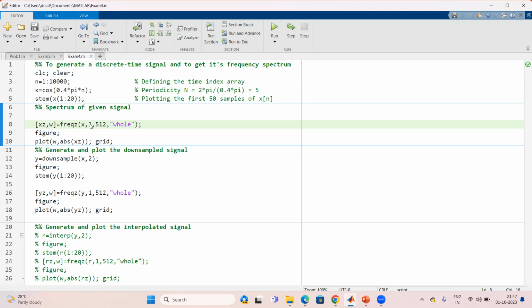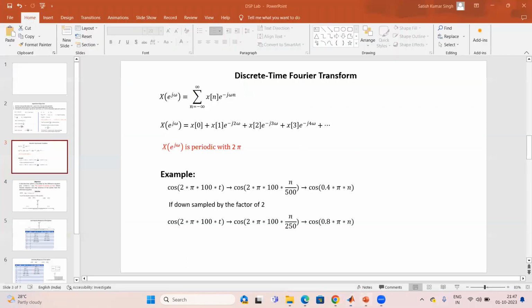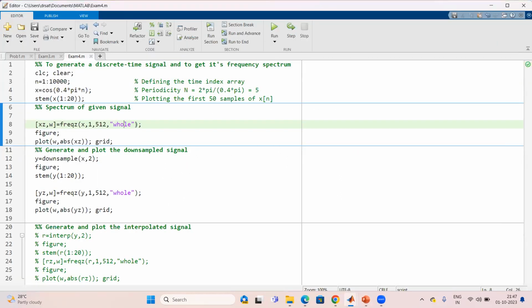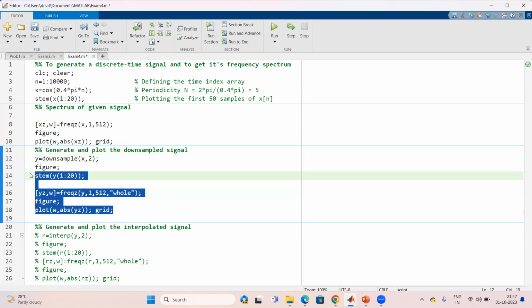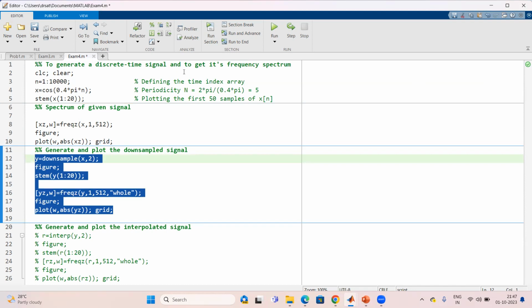Here I have chosen n equals 512 points. The whole option means it will give you the frequency response from 0 to 2π. As I said, this Fourier transform is normally periodic with 2π. If you don't write whole, let me remove this first, and let me comment these lines also since they are not required at this moment. If we execute this code, here we can see the result.